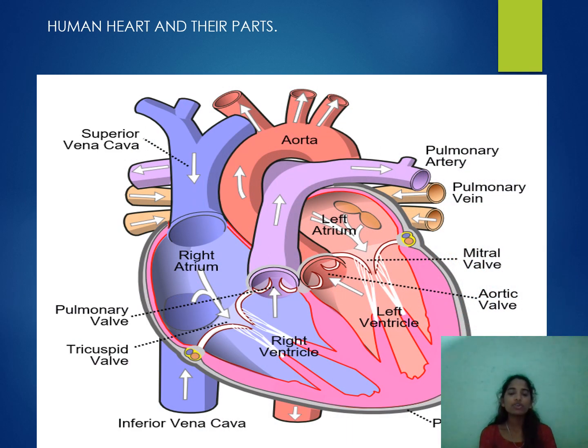So let's see human heart and their parts. This is a diagram of the human heart. In this diagram, we can see that the heart is divided into four chambers: the right atrium, left atrium, right ventricle and left ventricle. And these are the parts of the human heart.